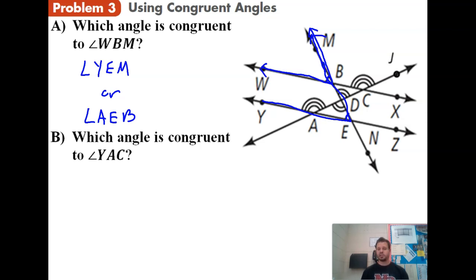I want you to take a minute, pause the video, figure out which angle is congruent to YAC, and then hit play to check your answer. All right, running through part B, angle YAC is the angle you see in red. And this angle is marked with 3 arches. So the congruent angle is going to be the other one in the figure with 3 arches, which would be angle, we could say WCJ, or I suppose BCJ. Either of those would be correct ways to label that congruent angle.